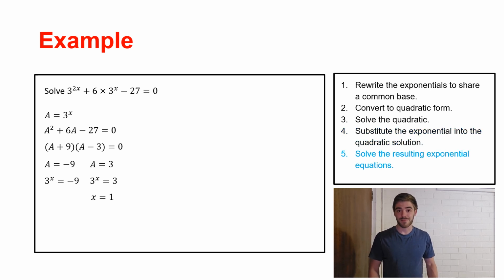In this case, we only have one equation that actually gives a valid solution. 3 to the power of x equals -9 will never have a real solution. If x gets larger, then the number is going to get larger, and if x gets smaller, then it's actually just going to trend towards 0, never go negative.